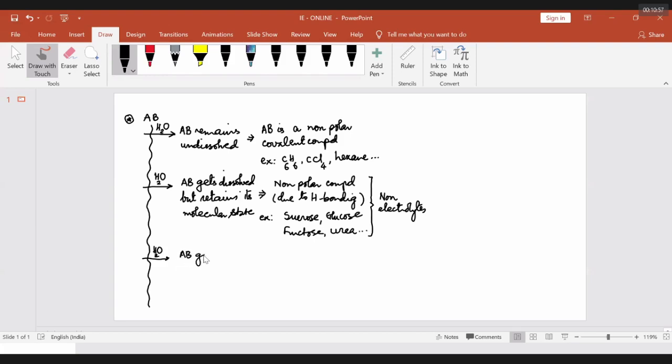AB gets dissolved and undergoes ionization. Okay, right? Now, what is the meaning of this ionization? Go back to your chemical equilibrium. You said calcium carbonate gives you calcium oxide plus carbon dioxide. That was called dissociation. Then you said, no, no, sir, PCl5 gives you PCl3 plus Cl2. Dissociation. They are called dissociation, right?